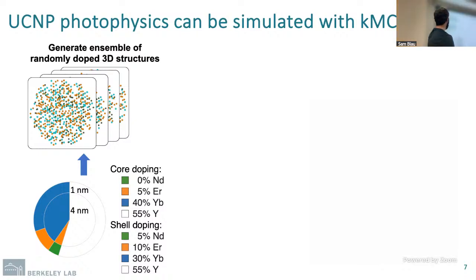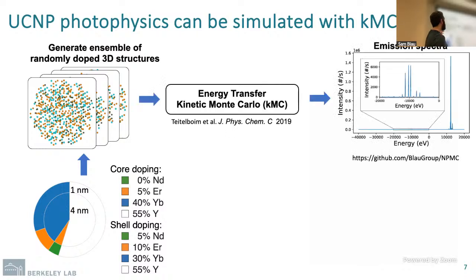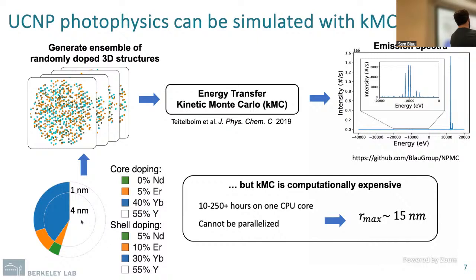So we generate an ensemble of randomly doped 3D structures because we don't know exactly where the individual atoms are. We know the concentrations overall in a specific region. So you can then randomly swap out your host for your dopant to match your concentrations. You get an ensemble structure. You can run KMC and you can predict the emission spectra of these particles. Again, wow, amazing, great work.